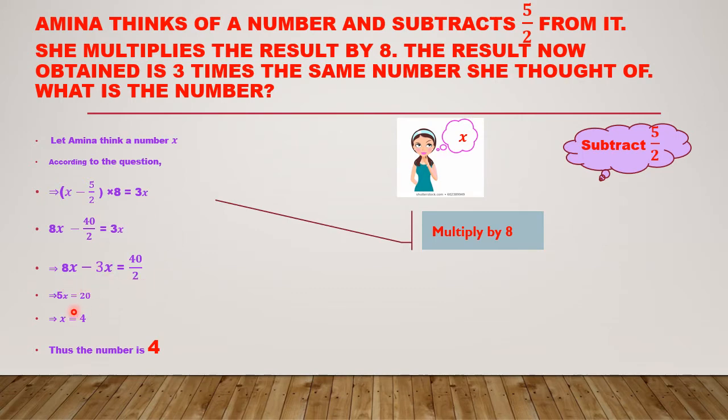8x minus 3x is 5x and 40 upon 2 is 20. Again transpose 5 to the RHS, so you get 20 upon 5, that is 4. Because here it is in the product form, this 5 will go to the denominator and 20 upon 5 will be 4. Hence you get the number which Amina thought of is 4.